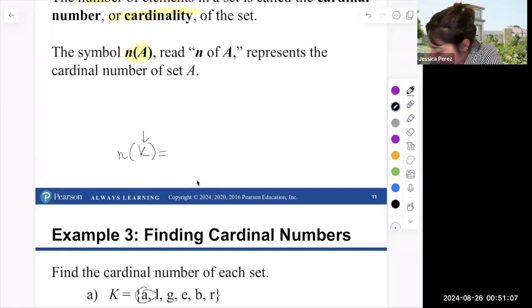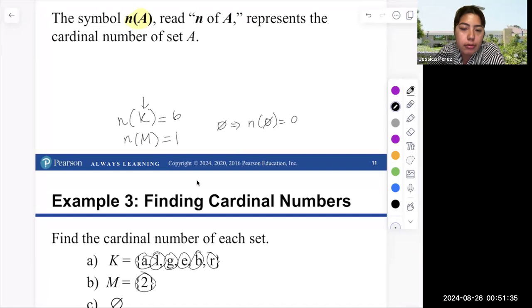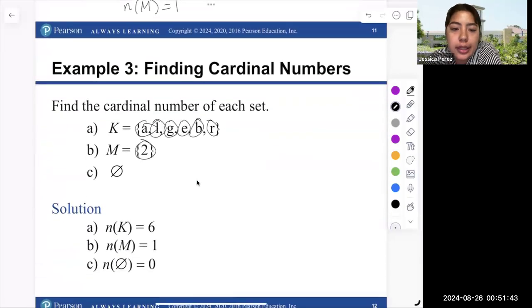Okay, 1, 2, 3, 4, 5, 6. 6 is the cardinality of K because I have 6 elements inside K. What about M? The cardinality of M is only 1 because you only have 1 element inside the set M. And the cardinality of the empty set is 0. You don't have any. The empty set is empty.